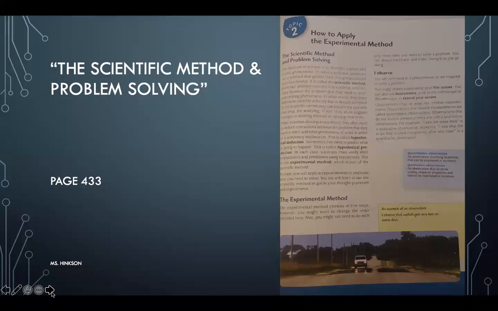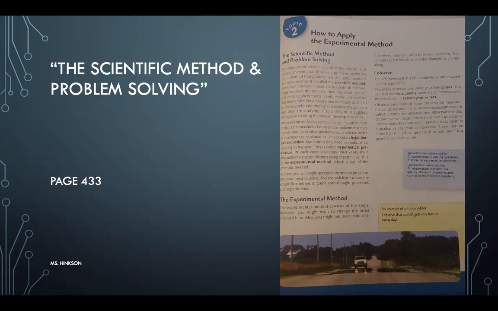So we're on topic 2, how to apply the experimental method. The first section over here, the scientific method and problem solving. So we are over here. The objective of science is to describe, explain, and predict phenomena. To solve a problem, scientists use a method that guides their thought processes and experiments. It is called the scientific method.